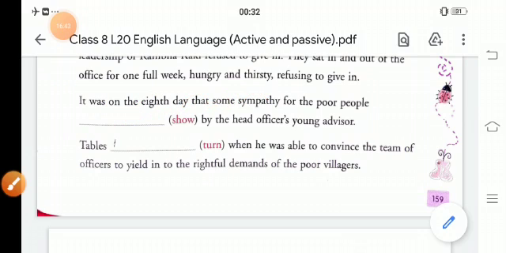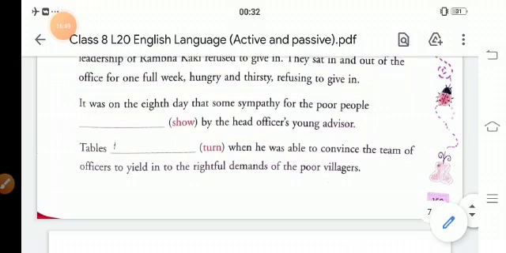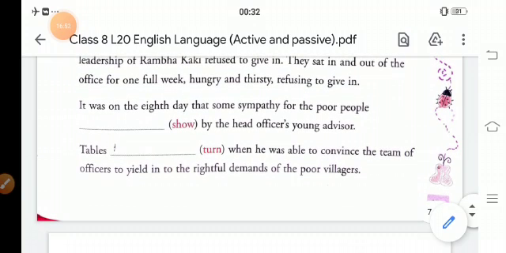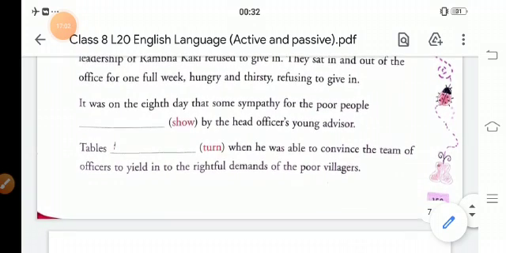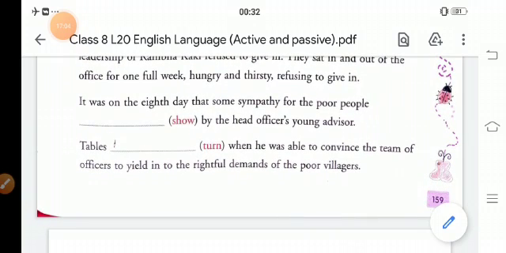So you have seen the active and passive voice in simple present, present continuous, present perfect, simple past, past continuous, past perfect, simple future and modal verbs. So I hope you have understood about the voices. Read this chapter and this video very well.